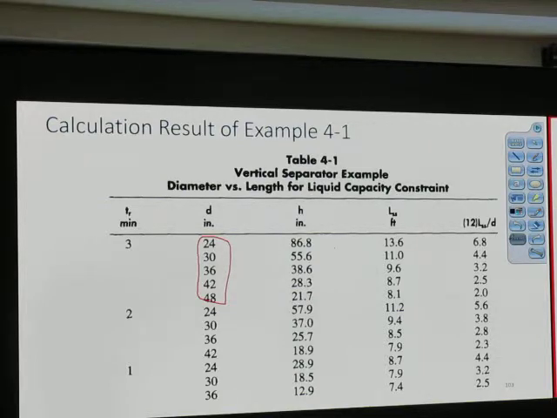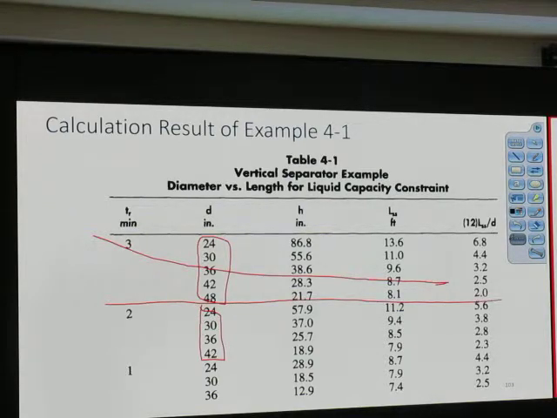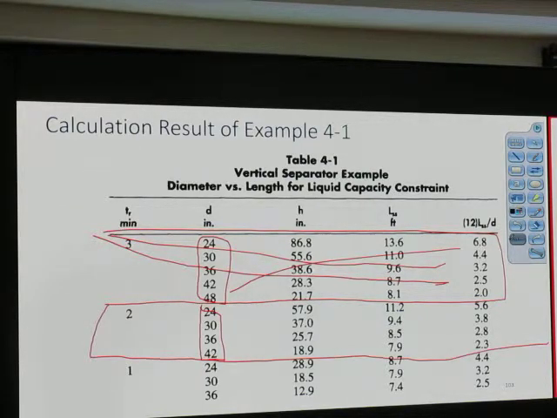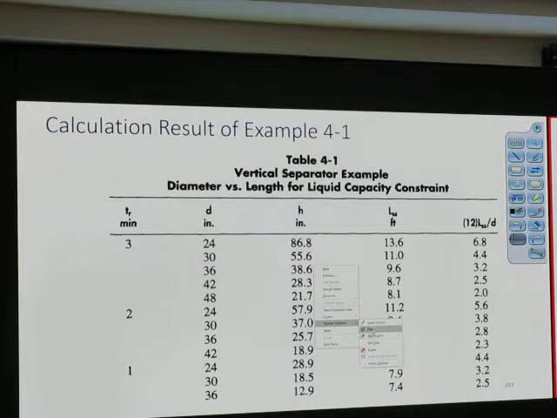Sorry to interrupt you, but that's for t equals 3 minutes, right? Oh, okay. So let me draw this. Not that. So this is equal to 2 minutes. We try several: 24, 30, 36, and 42. For every diameter that we have, we can use the liquid capacity equation to get H. Can we?